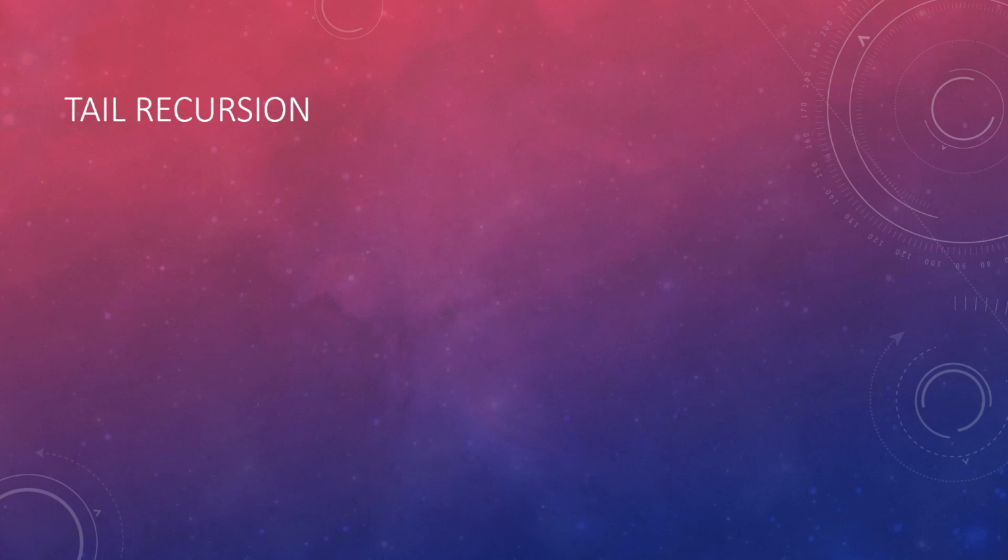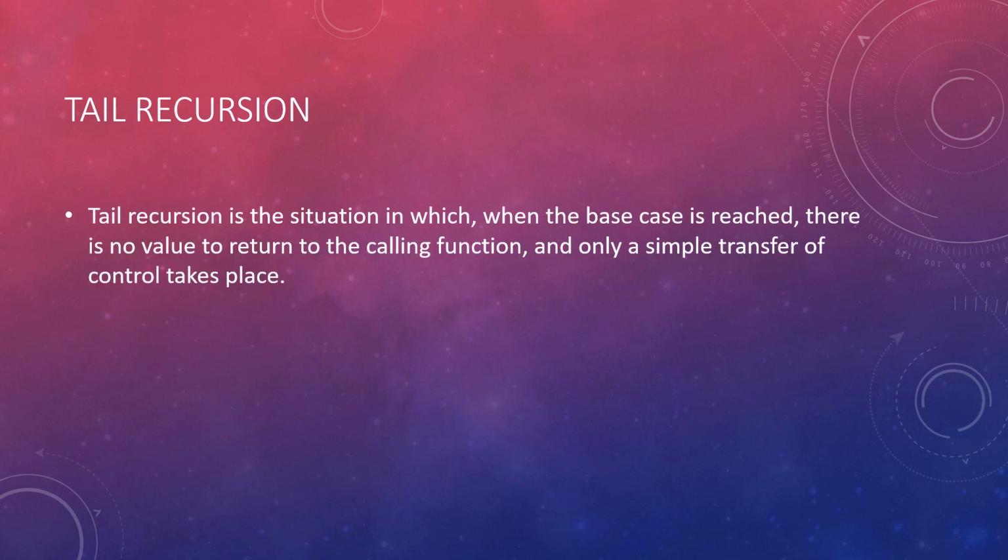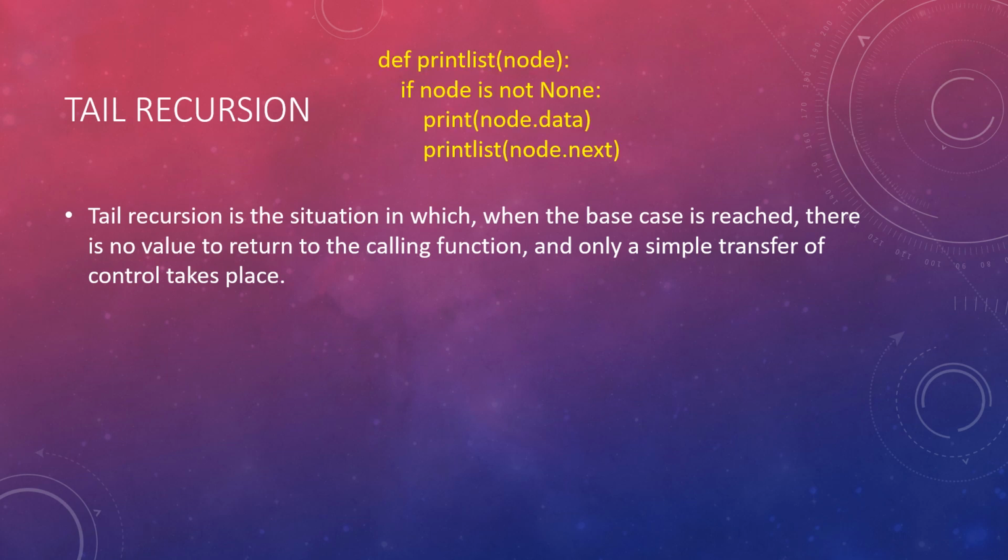Tail recursion. Tail recursion is the situation in which, when the base case is reached, there is no value to return to the calling function, and only a simple transfer of control takes place. As an example, consider this code. Print list node is a recursive function. If node is not none, it prints node.data and then it calls print list for node.next.